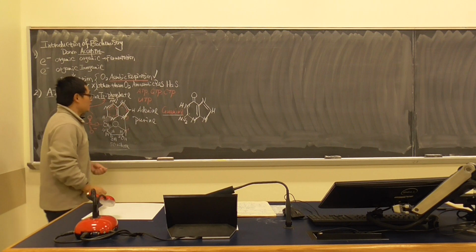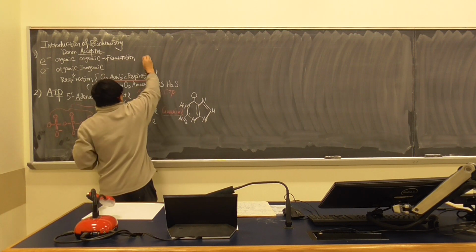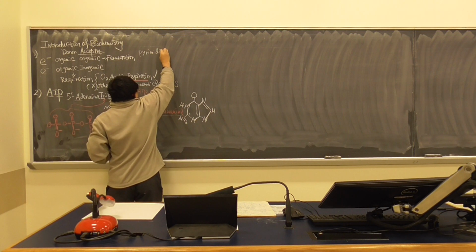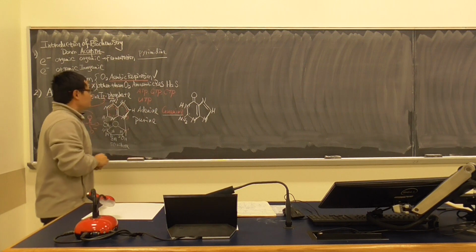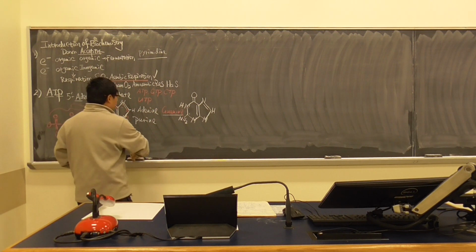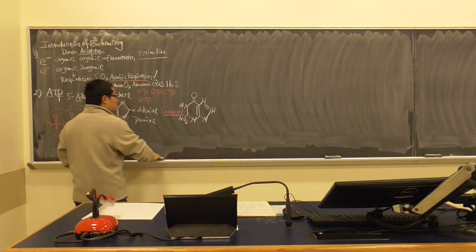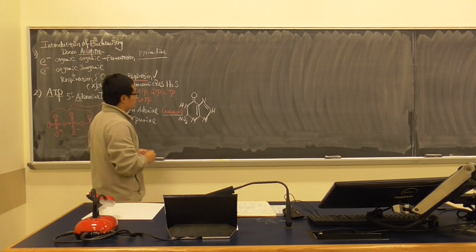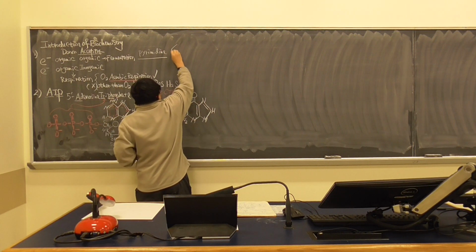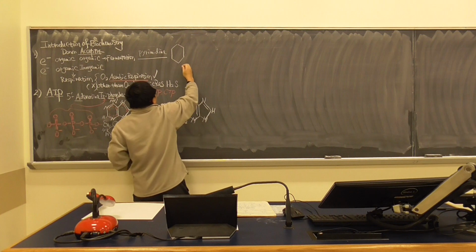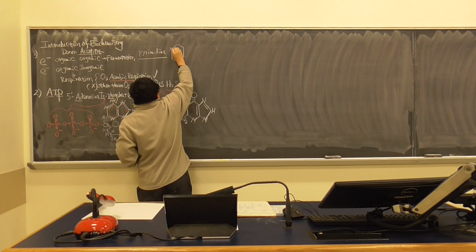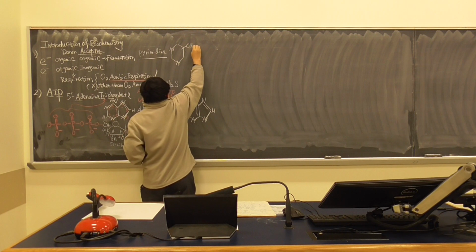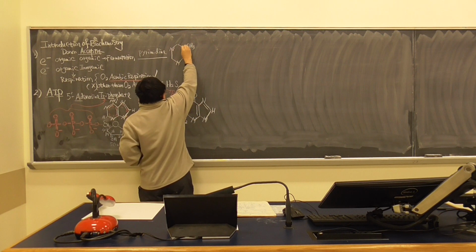And then we have pyrimidine. The pyrimidines are different from guanine and adenine in that they do not have this 5 carbon ring, they only have that 6 carbon ring. So what it looks like, this 6 carbon, and you have N, CH3, H.